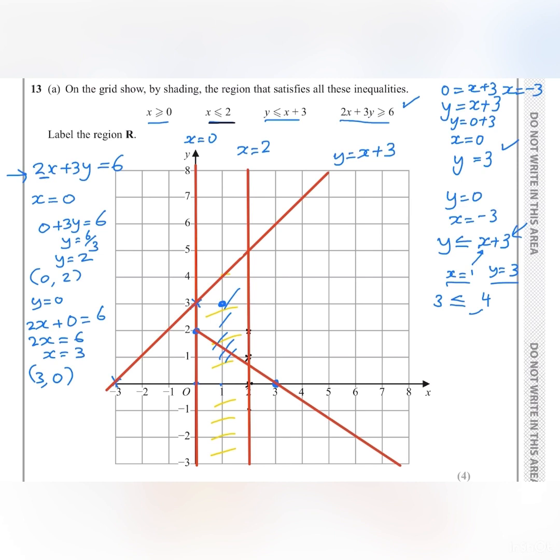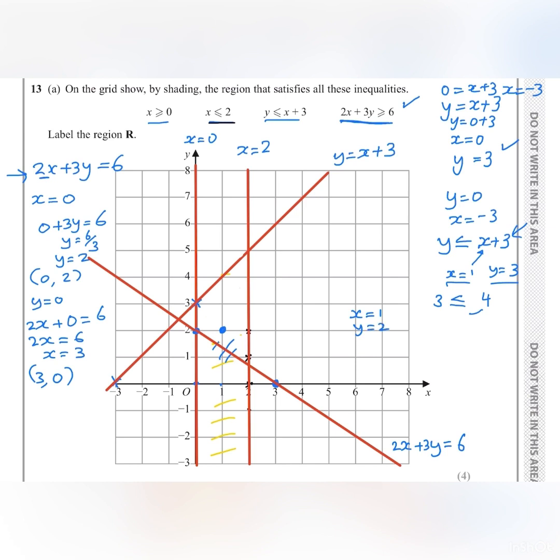Let's see what we have. Again, extend the line as much as you can here. So that's the line for 2x plus 3y equals 6. But the inequality region that we're looking for is where 2x plus 3y has to be bigger than or equal to 6. Okay, so I'm just going to pick one coordinate from here. Let's see if that works. I'm going to pick this coordinate again: x is 1 and y is 2.